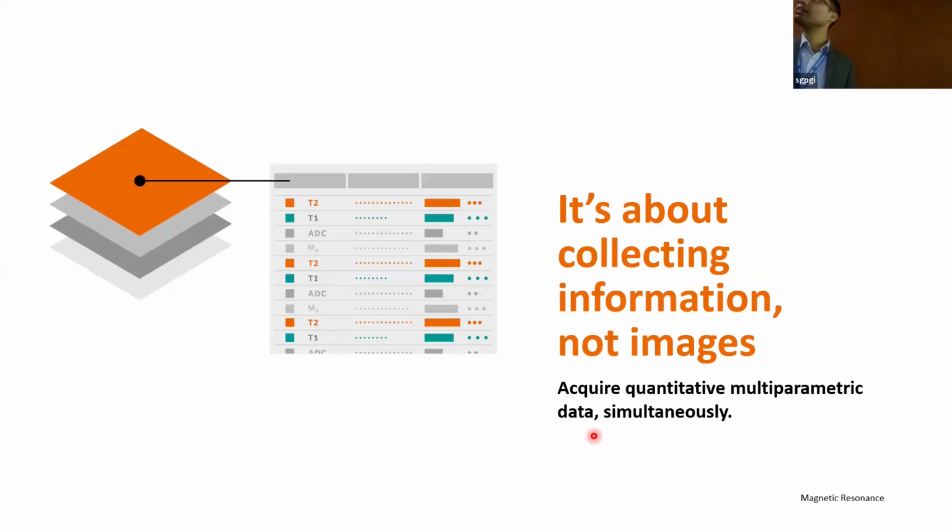So what is fingerprinting? Rather than a regular MR imaging, where we are acquiring data and the data is converted into image, and then we are using certain methods to get some quantitative maps, here we are not collecting images and then interpreting the outcome or the quantitative part. Rather than that, we are collecting information from the data acquired, and that information is used for the quantitative assessment.